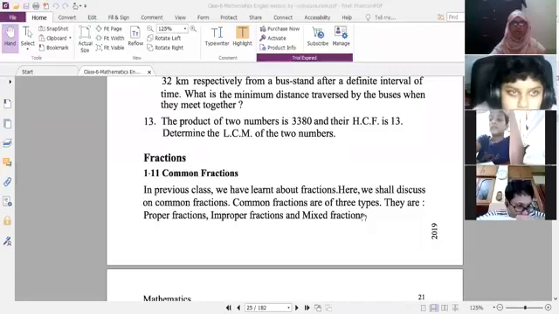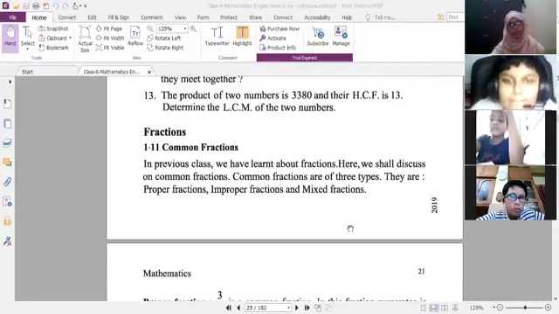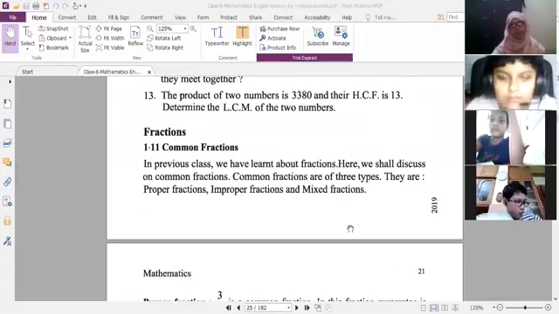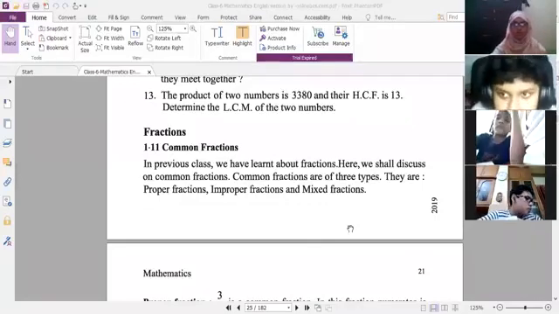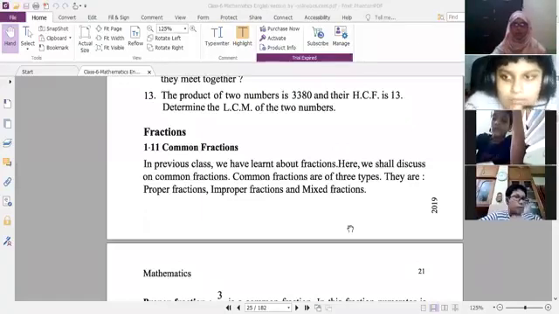Today, I'll discuss chapter 1, lessons 1.11, 1.12, and 1.13. This is your half yearly syllabus, which is about fractions. Our first lesson is common fractions. Actually, in the previous classes, we have already learned fractions. Here, we shall discuss common fractions.